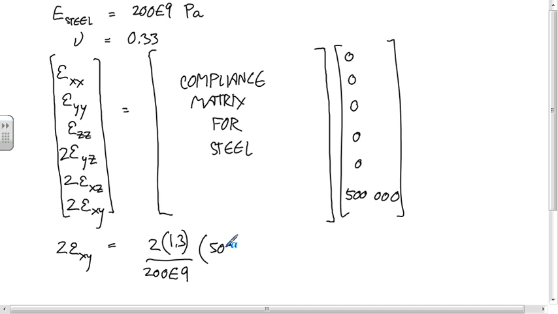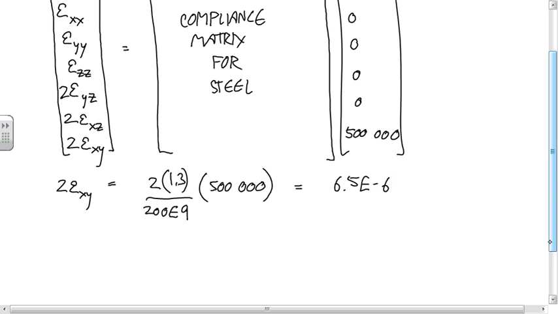times 500,000. And you get a value of 6.5 times 10 to the minus 6. And so EXY is equal to 3.25 times 10 to the minus 6. What are the units on strain? Yeah, unitless. So this is the complete answer.